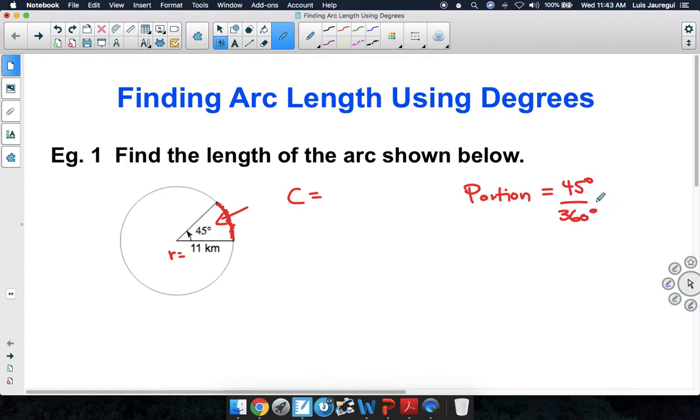Let's go ahead and simplify this particular fraction by dividing both numerator and denominator by 45. Notice that 45 divided by 45 is equal to 1. 360 divided by 45 is equal to 8.